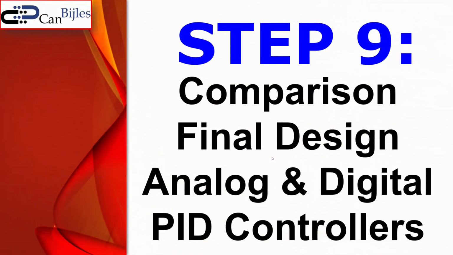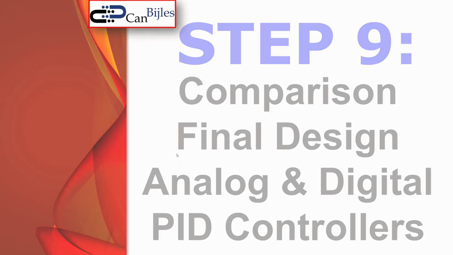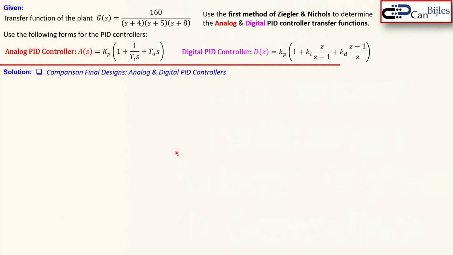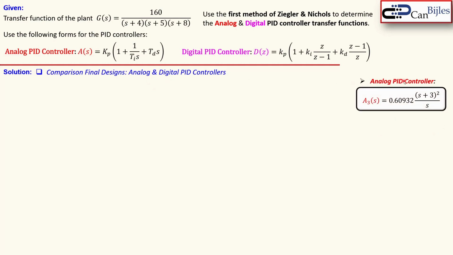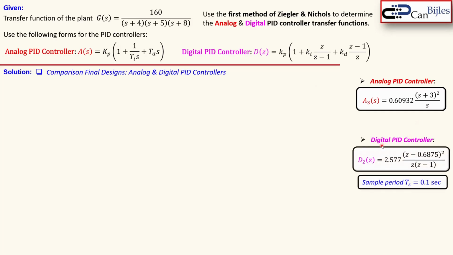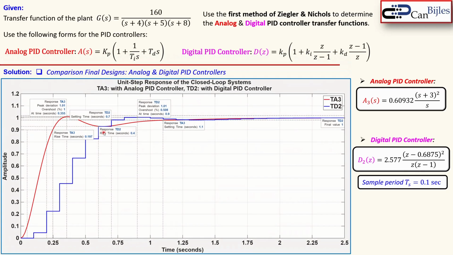Now in our final step, step 9, we will make a comparison of our final designs for our analog and digital PID controllers. So we have found our tuned final versions of our analog and also the digital PID controllers. Our analog PID controller in the final form was A3. This was what we have discussed. And this is what we have discussed for the tuned digital PID controller, with a sampling period of 0.1 second.